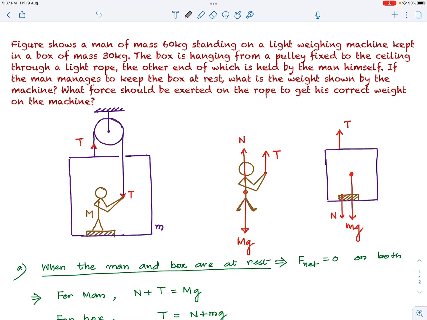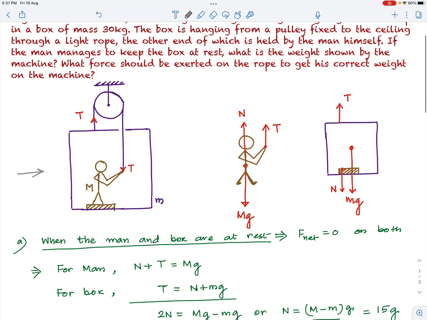This is the figure given, the first figure on the left. See that there is this man who's standing inside a box on a weighing machine, and he is holding this string, this rope, which is going over a pulley and is connected on the other side with the box itself. So see that man, as he pushes the rope down, the rope will create the same force on the man in the upward direction. Apart from that, as the man is standing on the weighing balance, he will experience a force from the weighing balance also, and then there will be his own weight.